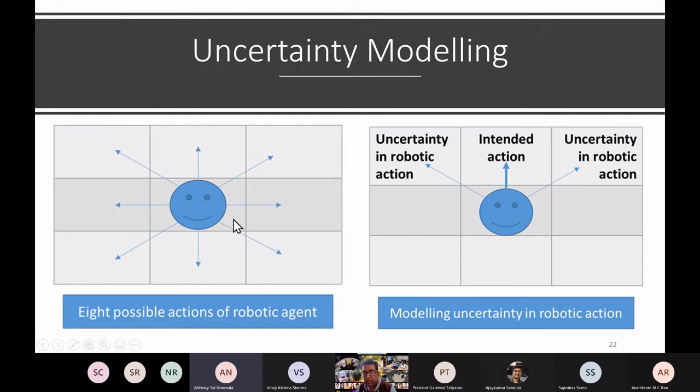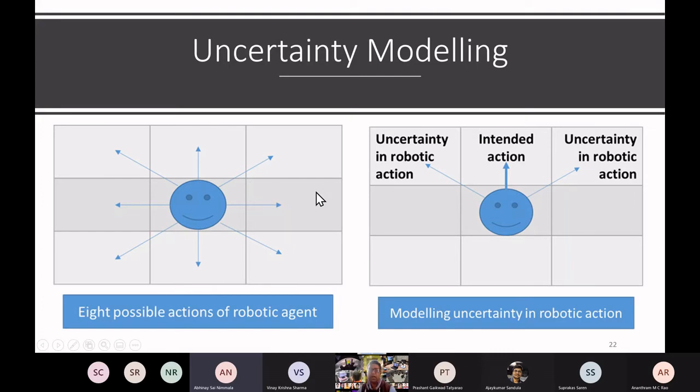And we consider that when we are telling the robot to go in this direction, there may be a non-zero probability that the robot will go into the neighboring directions, here and here. Similarly, if we tell the robot to go here, it may go here and here. We can also increase the accuracy by modeling the uncertainty in the polar coordinate space by r and theta. But for this particular example, we consider this eight direction motion.